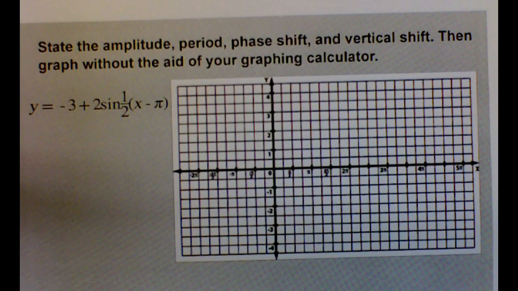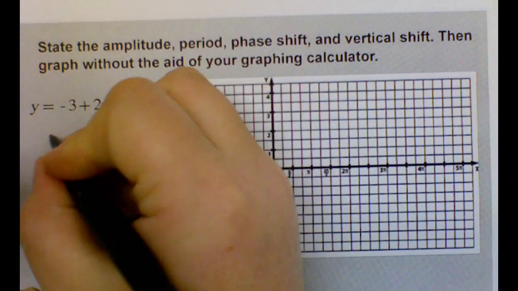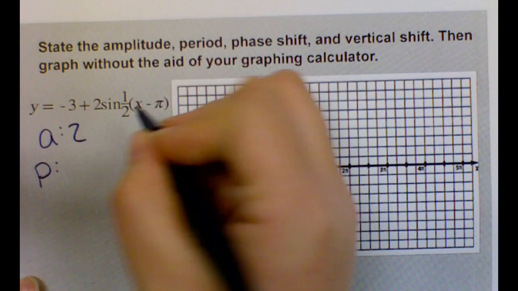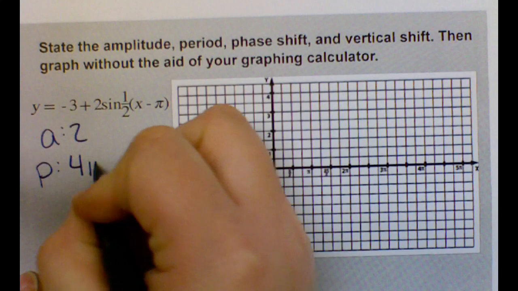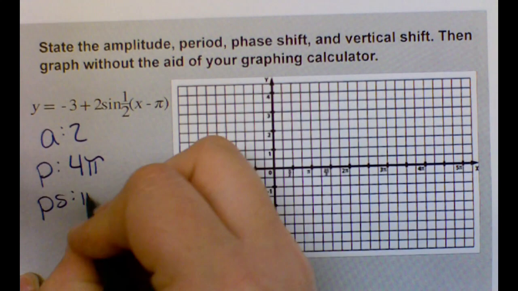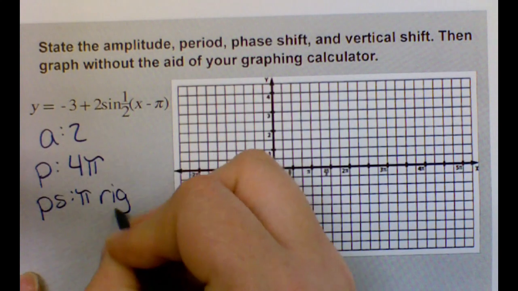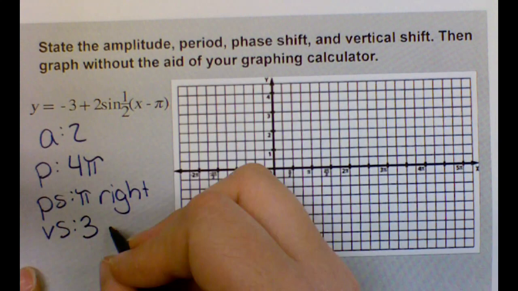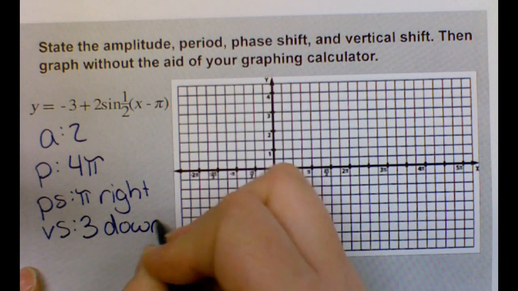Next one. All right, so we start off with our amplitude. The amplitude is the number in front, that is 2. The period is 2 pi over 1/2, which makes it 4 pi. The phase shift is pi to the right. And the vertical shift is 3. It's got a minus on the 3, so it's 3 down.